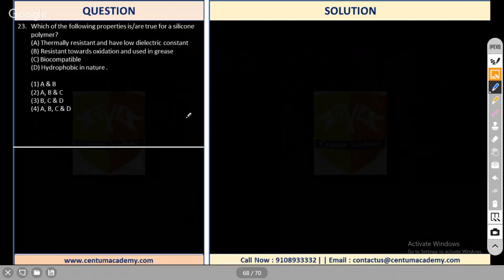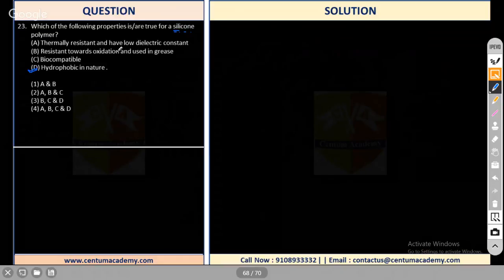Which of the following properties are true for silicon polymer? Okay, this is actually a factual question. You have to memorize this. Hydrophobic in nature, it is fine. Okay, it is water repellent actually. So that's why it is hydrophobic in nature. And silicon also you can easily understand why it is hydrophobic.